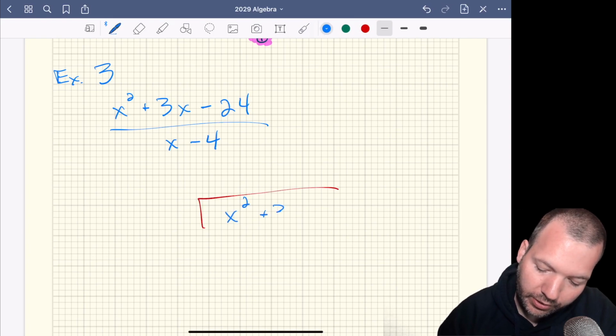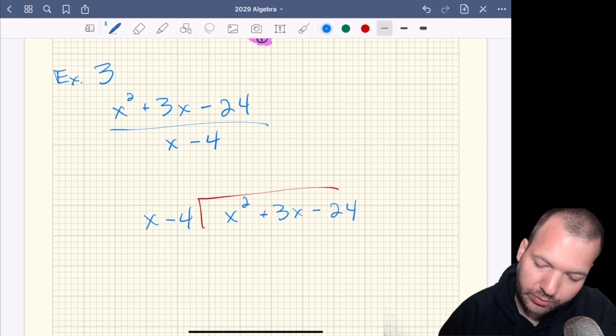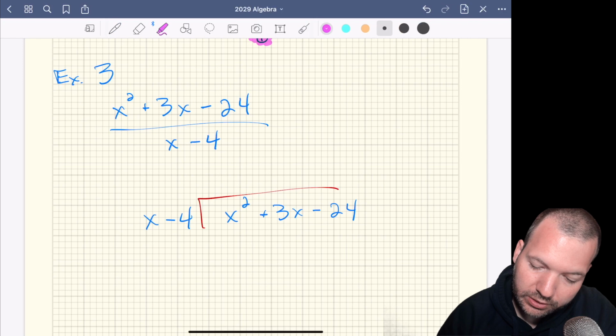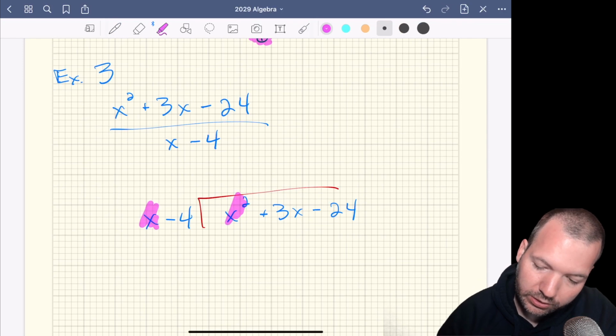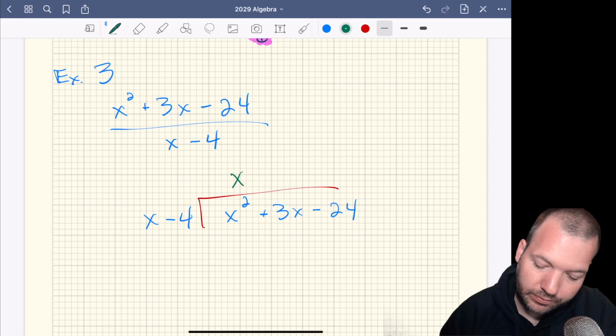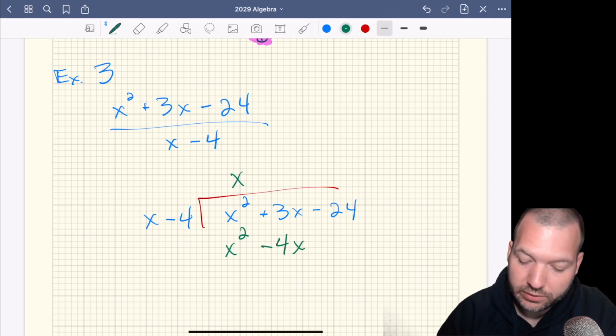X squared plus 3x minus 24 goes inside the house. X minus 4 goes outside the house. And I start looking at those leading terms. What times x makes x squared? And the answer is x. And then we multiply, right? X times x is x squared. X times negative 4 is minus 4x.